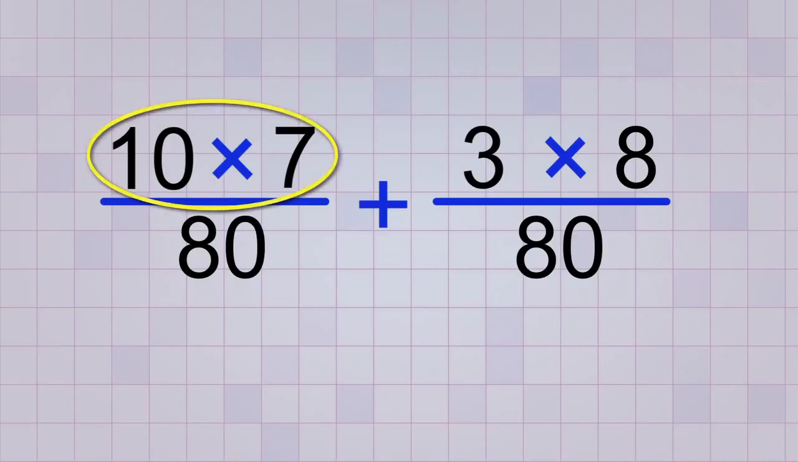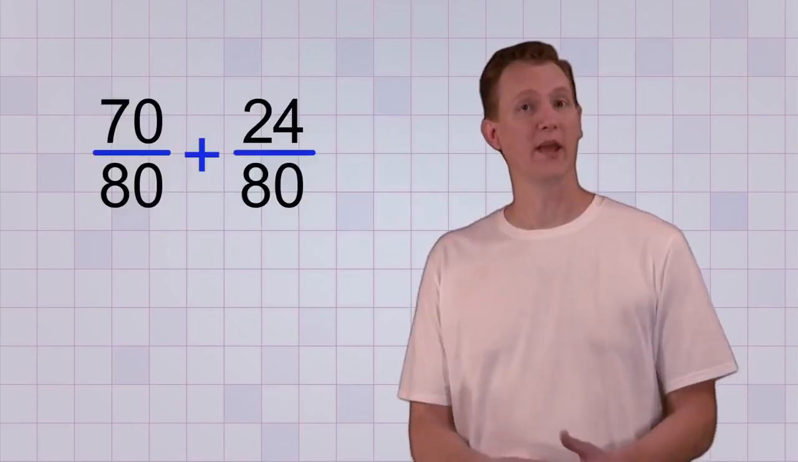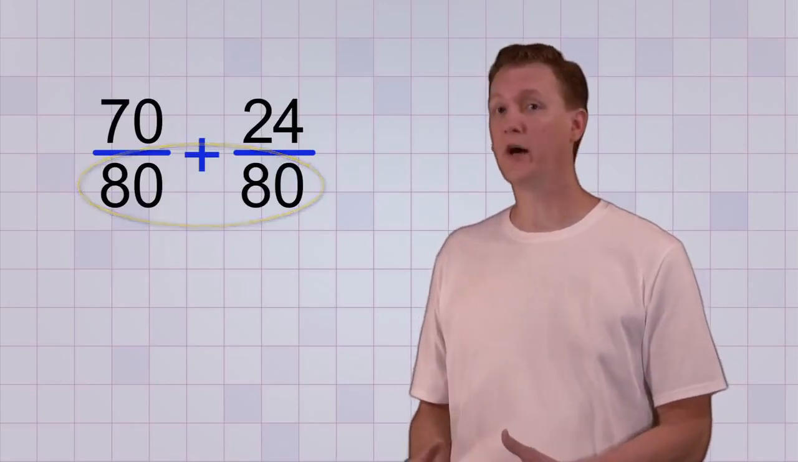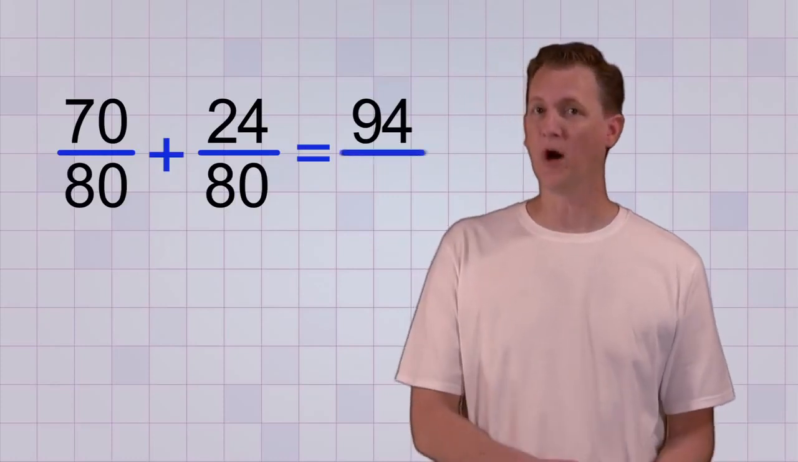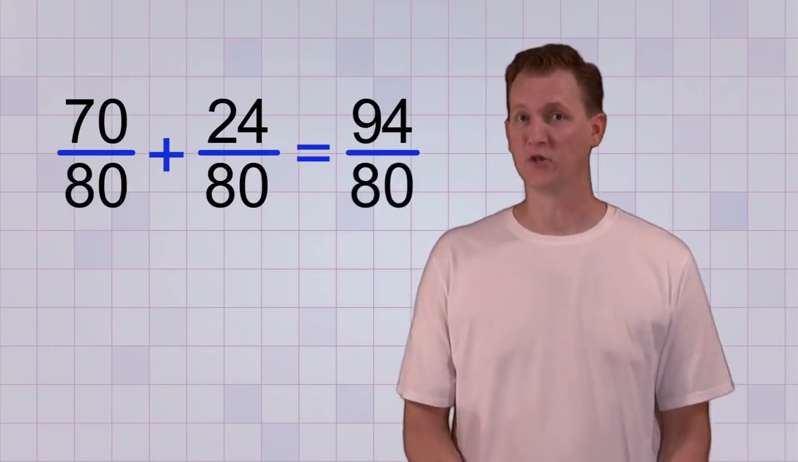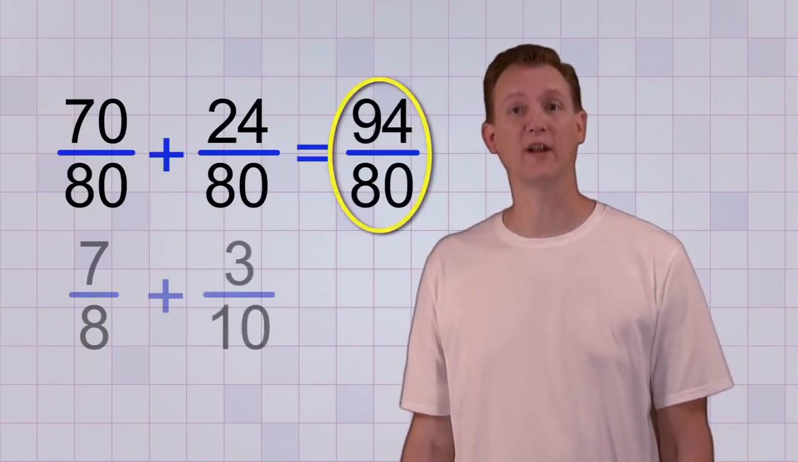For the top of the first fraction, we have 7 times 10 equals 70. And the top of the second fraction, we have 3 times 8 equals 24. Now that we have like fractions, we can just add the top numbers. 70 plus 24 equals 94. And keep the bottom number the same, 80. So 7 over 8 plus 3 over 10 equals 94 over 80.